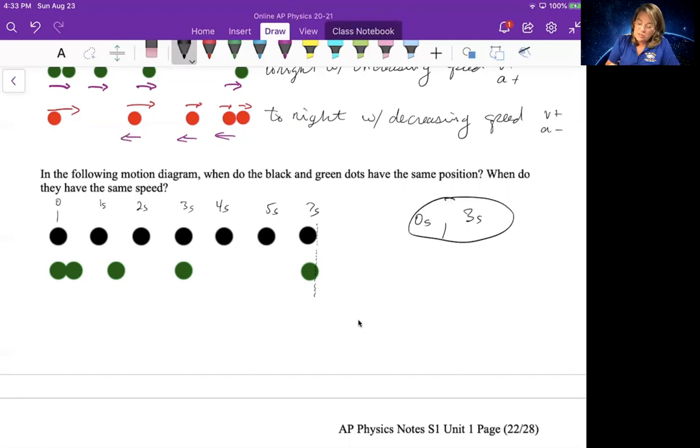Okay, when do they have the same speed? Well, what is speed? It's the distance over time, right? So when does the distance between the two dots, a set of dots between the two, black and green, have the same length? And so what you can see here is this distance looks very close, in fact it is, to the distances above. This is just, again, an exercise here. So we know that between 1 and 2 seconds, the speed is the same.